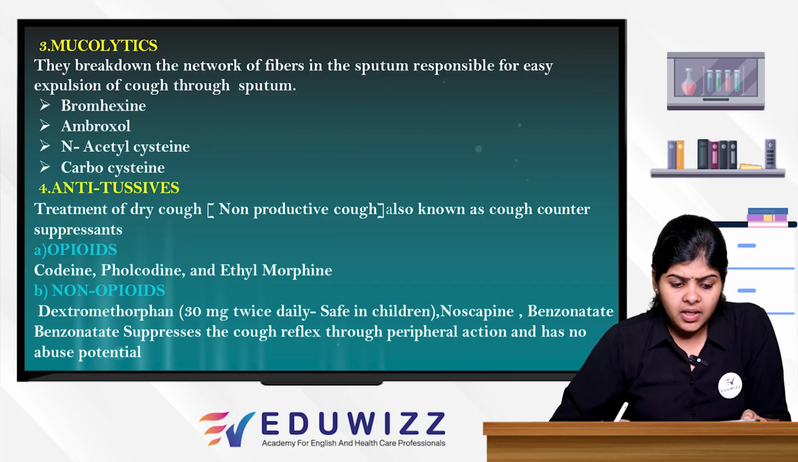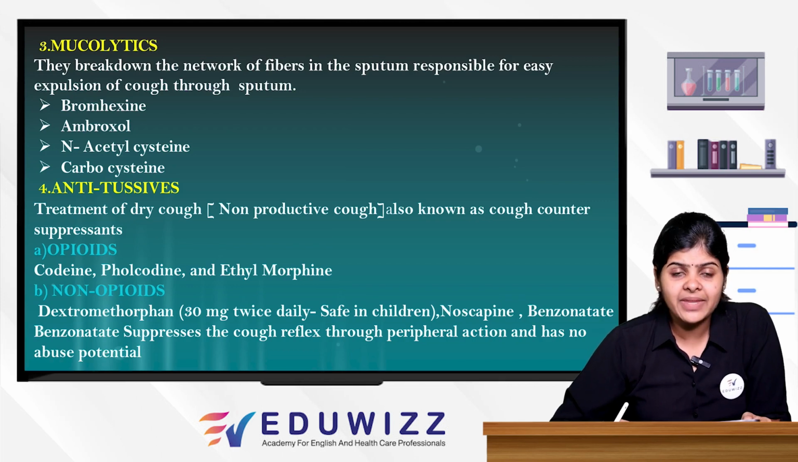So, mucolytics are the third category of drugs in cough production. They break down the network of fibers in the sputum responsible for easy expulsion of cough through sputum, that is bromhexine, ambroxol, N-acetylcysteine and carbocysteine.